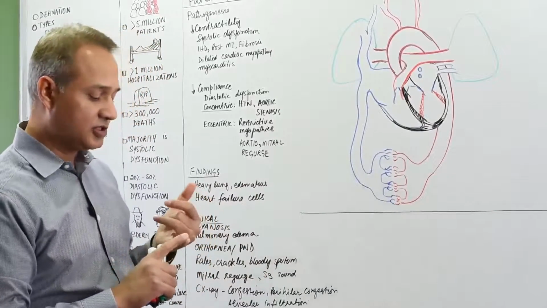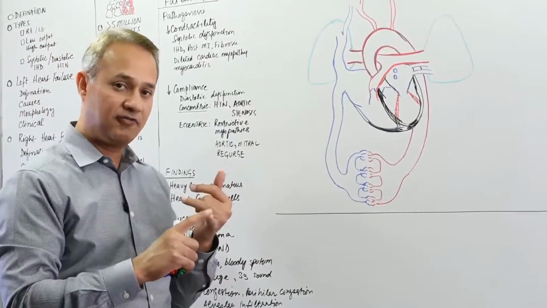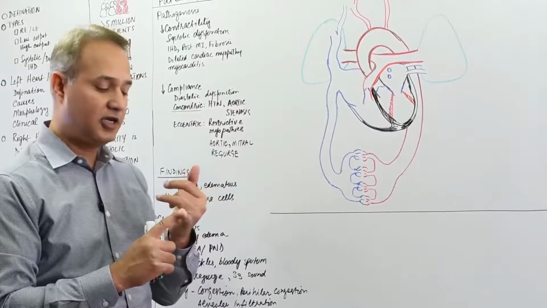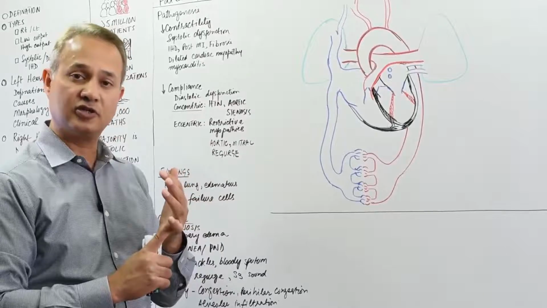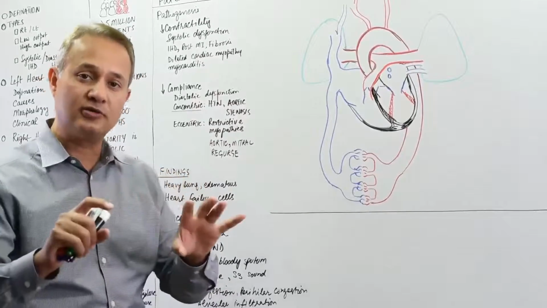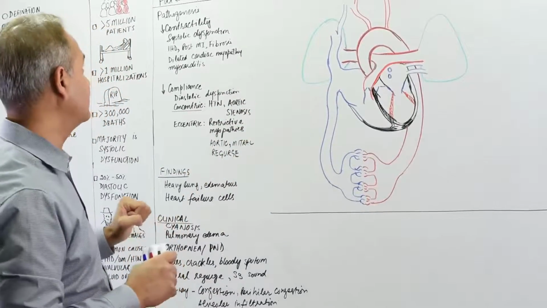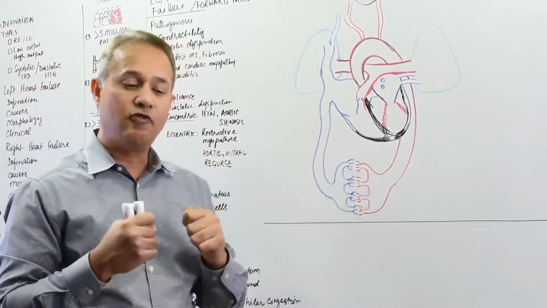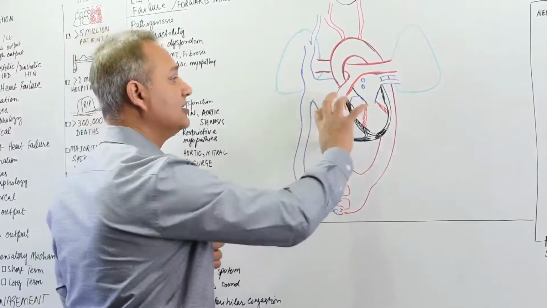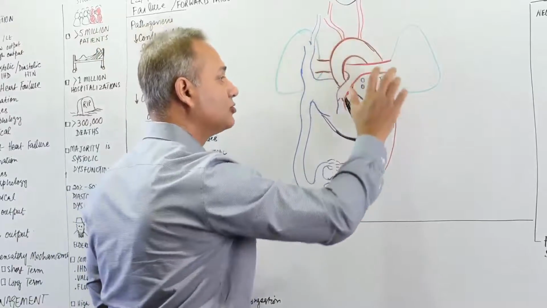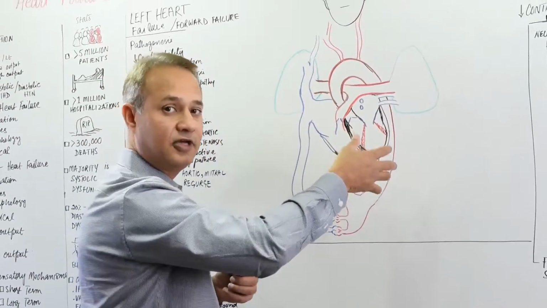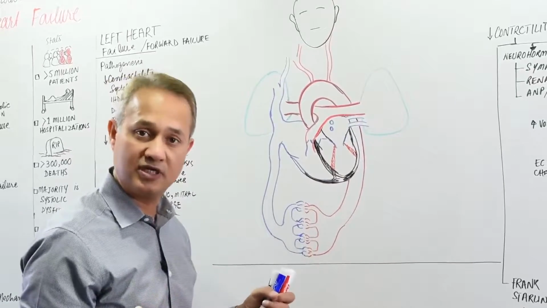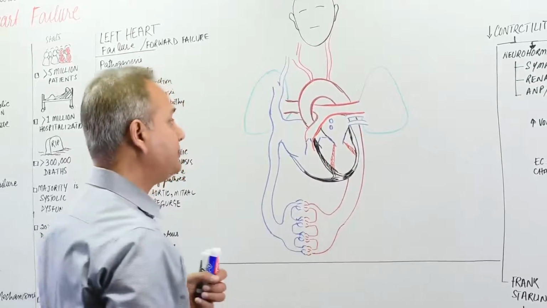The things that we need to understand now are: number one, what is heart failure? Number two, what is forward versus backward failure? Number three, what is systolic versus diastolic failure? Let's get those out of the way and then we'll talk about the left heart specifically. Look, forward failure versus backward failure. Forward failure is that the heart, this is the heart here, is unable to pump enough that the viscera and the tissues can get adequate blood supply. That is a forward failure.